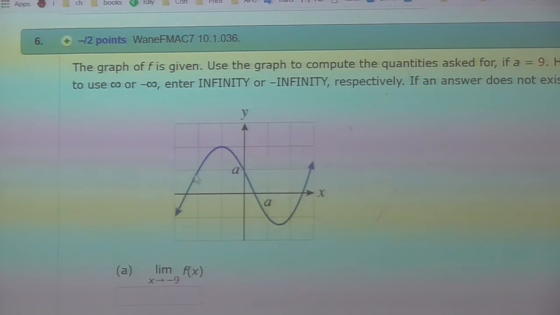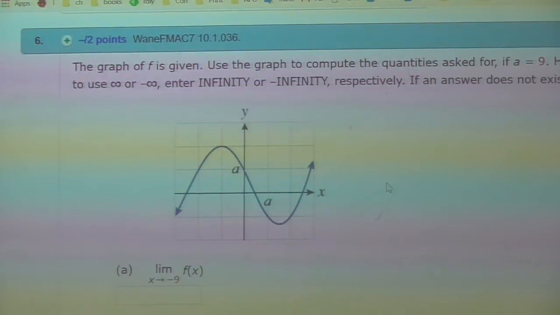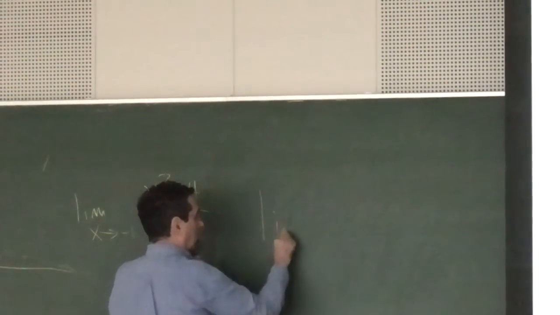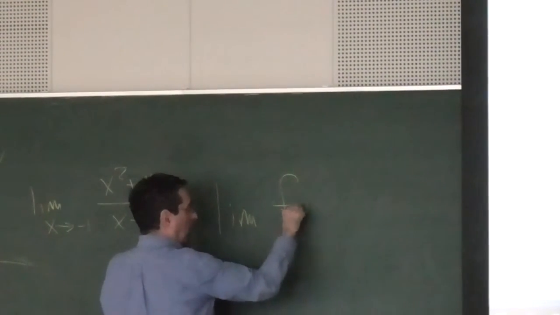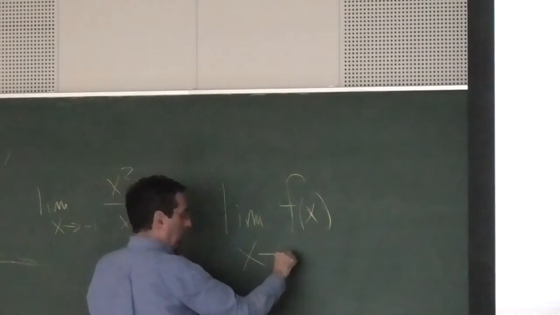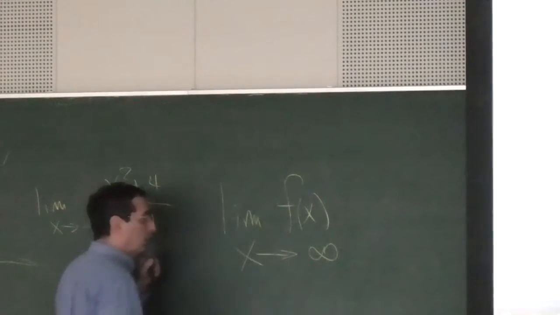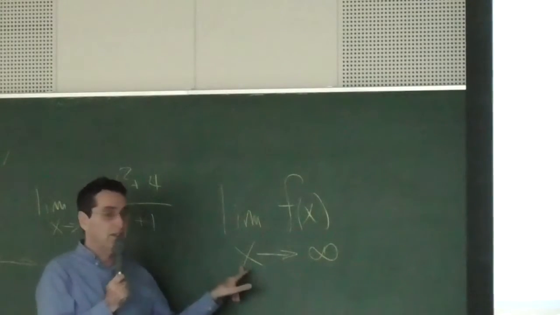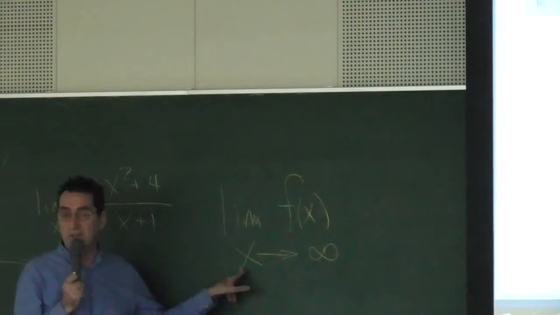But let me ask you, we haven't done this yet, but if I wrote this, you can probably guess what I mean by it. So let's use that function, which they call f. So if I wrote this, you can probably guess what I mean by that. But before you guess, let's read it. How do you read this? x approaches infinity, or x approaches positive infinity, either way.